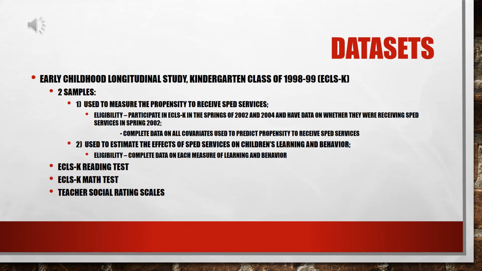The first was used to measure the propensity to receive special education services, being eligible only if the student participated in ECLSK in the springs of 2002 and 2004, and have data on whether they were receiving special education services by spring of 2002. The second sample was used to estimate the effects of special education services on children's learning and behavior, only eligible if there was complete data on each measure of learning and behavior. ECLSK reading and math test scores were used, as well as teacher-completed social rating scales.